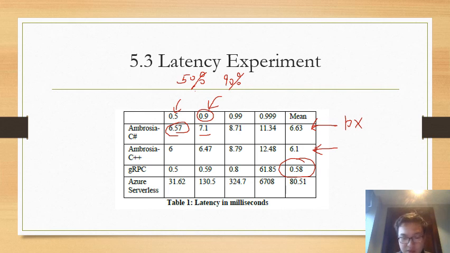But one very interesting thing is that gRPC has a higher tail latency. The tail latency for gRPC at 99.9% is actually very high. It reaches 61.85 milliseconds. And for Ambrosia, the tail latency is smaller than gRPC.